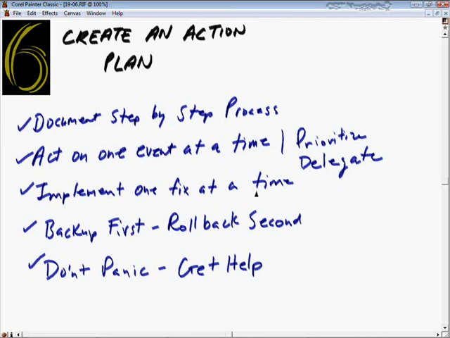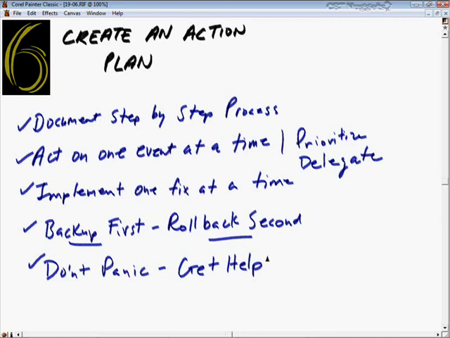So you're going to back up first, roll back second. What do I mean by that? Well, you want to have a backup of the data, of the system and the configuration files, of the application information. Make sure you have a recent backup before you implement the fix, and then have some way to roll back to a system state before you attempted the troubleshooting solution.